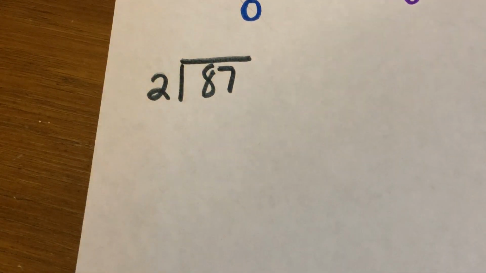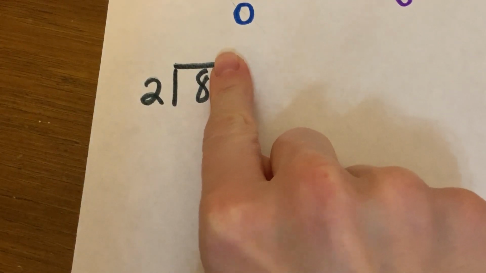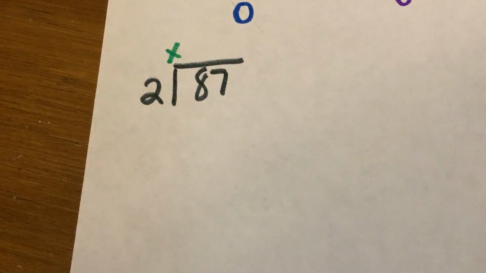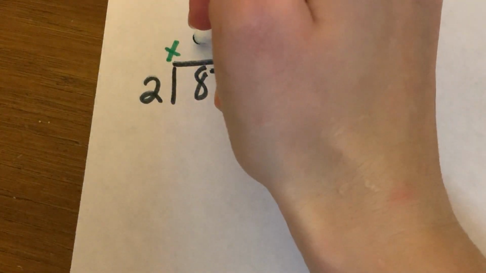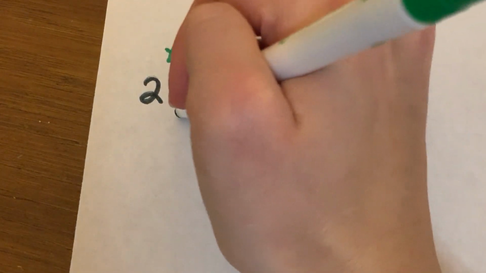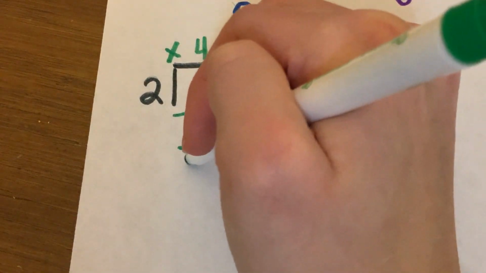So, 2 times what is going to give me 8, or as close to 8 as possible? Luckily, there is something that will give me exactly 8. It's 4. 2 times 4, I'm going to write the answer to that under here. It's 8. Then I'm going to subtract. I get 0.